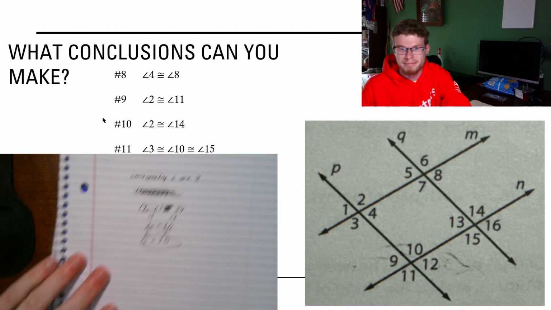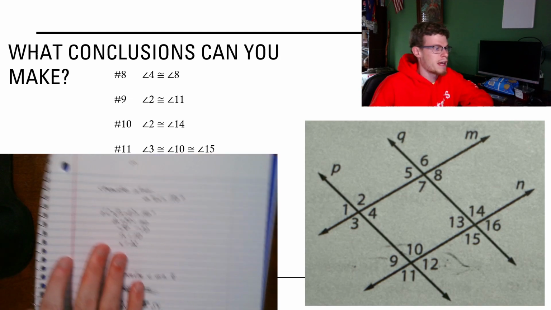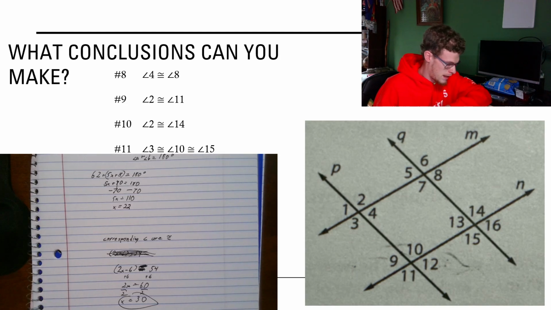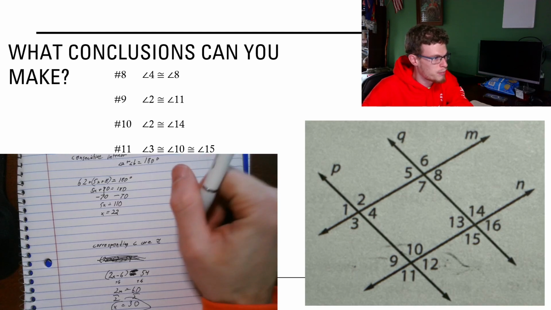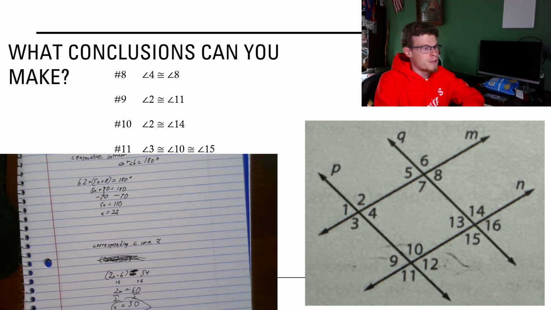All right, next one. What conclusions can you make about this figure? That's what's being asked in these problems. It's basically asking you to tell me whether you can prove lines parallel based on this information, or if you can prove that they are not parallel, or if you can't prove anything at all, or if you can prove both. That's what it's asking here.